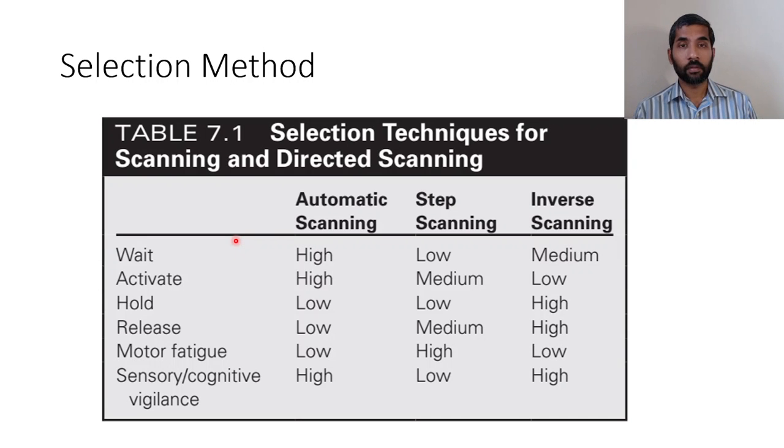Okay, so there are various kinds of selection techniques here, right? You have wait, activate, hold, release. As I was saying, it just doesn't have to be wait and press, but it could be press, long press, double press, and so on and so forth. But all of them have different problems associated with them, right? Because some things may be more difficult to do for certain people than others, and we have to think about what we are doing at that point.